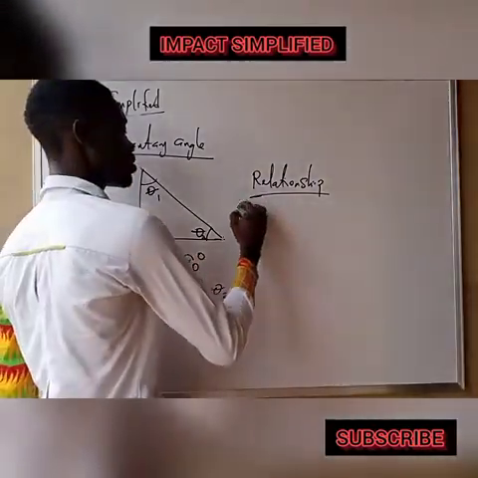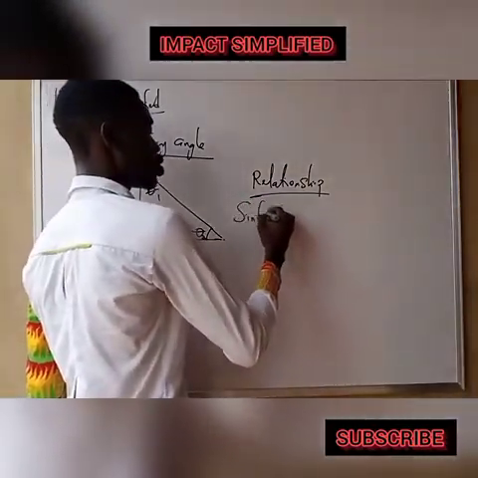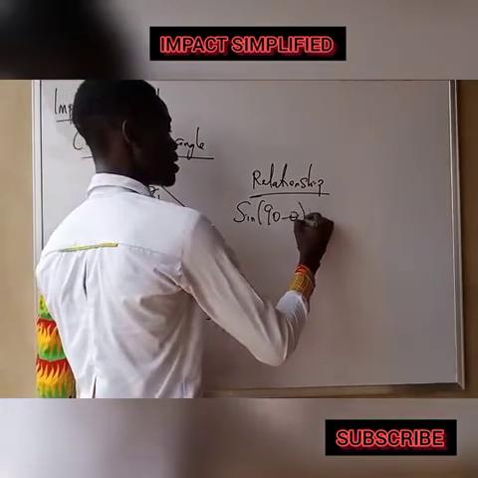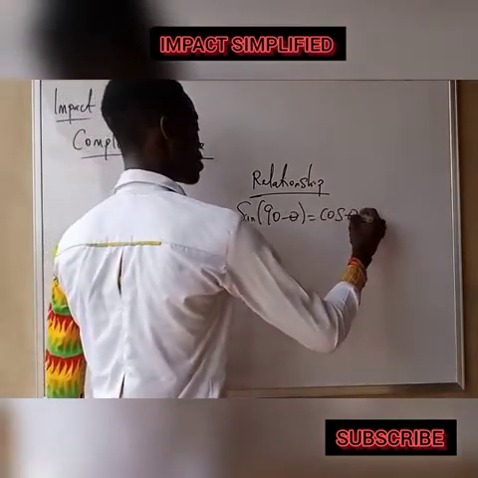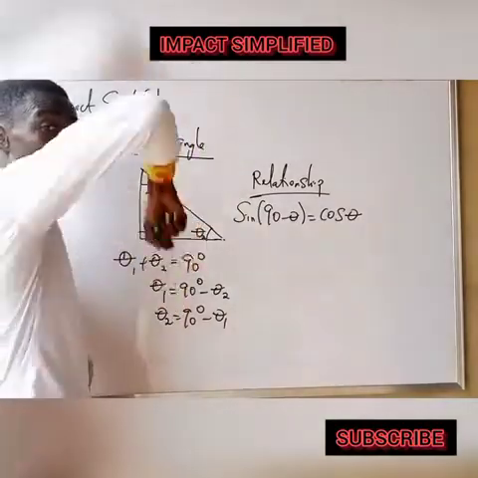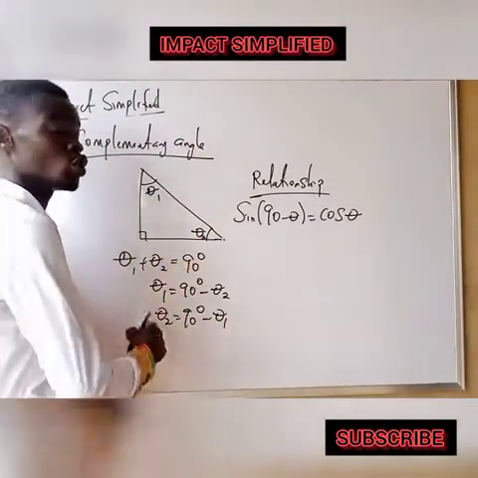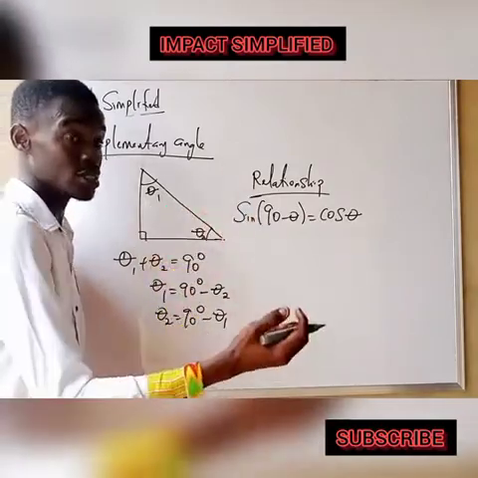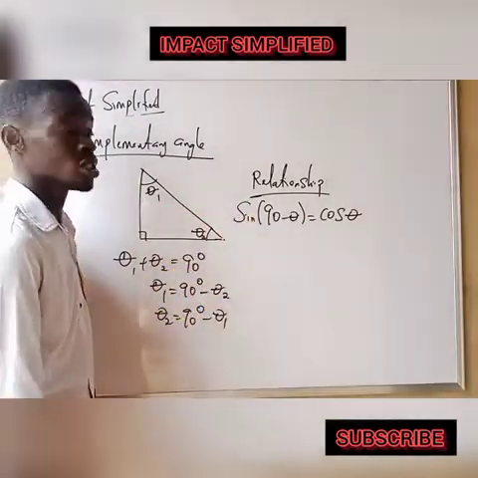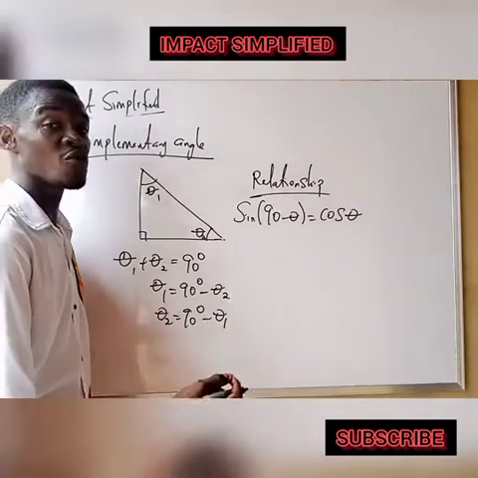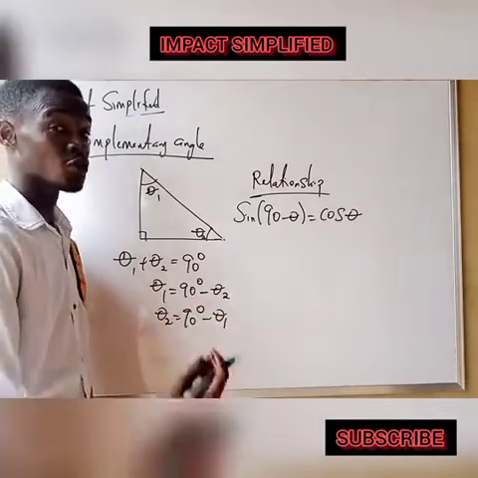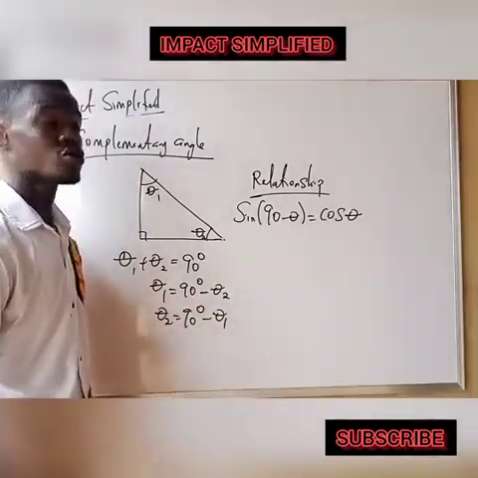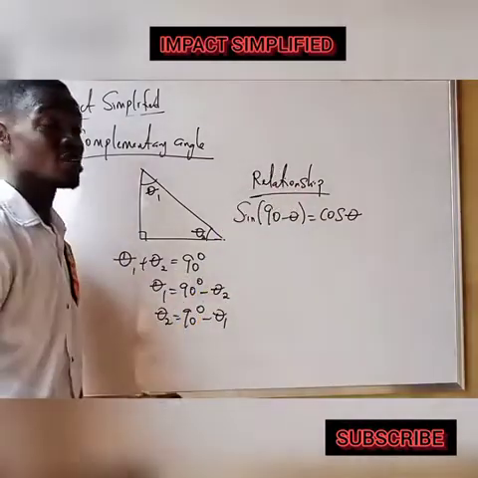And when we are talking of the relationship, we need to know that sine 90 minus theta is equal to cos theta. Don't forget, from that table, go and check it very well. You will see that the value of sine 30 is the same thing as cos 60, just because they are complementary. You will see that the value of sine 45 is the same thing as cos 45, just because they are complementary. And that will bring us to the relationship.